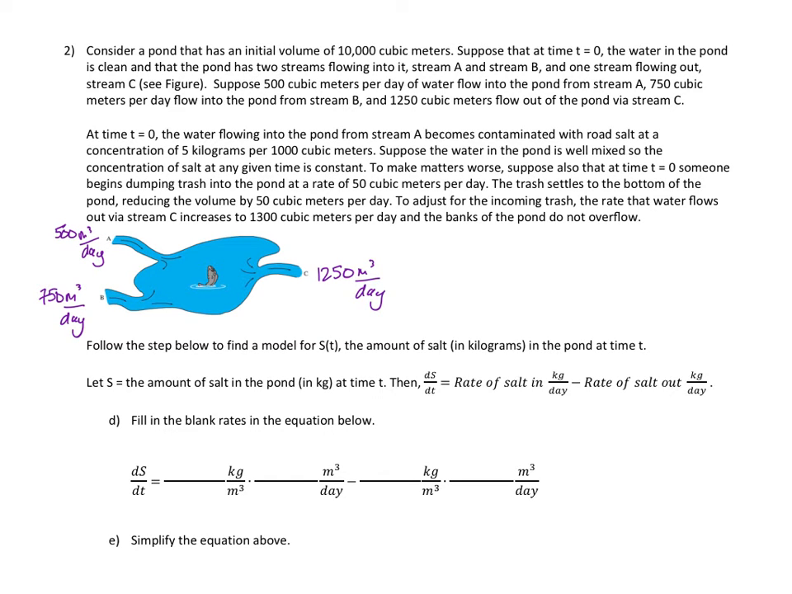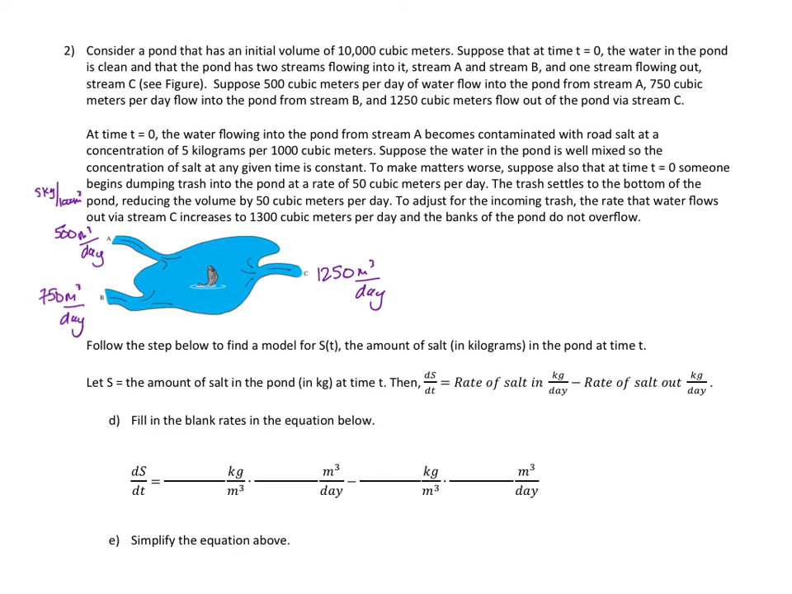Okay, at time t equals 0, the water flowing into the pond from stream A becomes contaminated with road salt at a concentration of 5 kilograms per 1,000 cubic meters. So I'll write that up here. 5 kilograms per 1,000 cubic meters going into stream A. Water in the pond is well mixed, so the concentration of salt at any given time is constant.